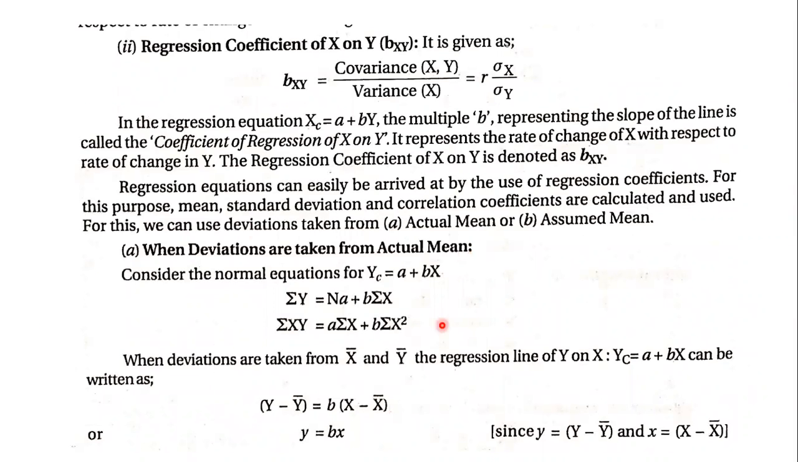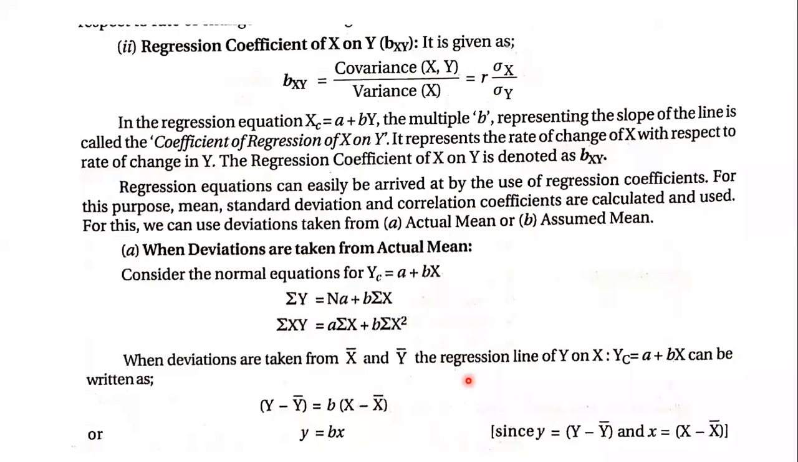Fine. So here, if you see the derivation of the formula, firstly, you know what this is? This is the regression equation of y on x. So yc is equal to a plus bx and the simultaneous equations. Now, when deviations are taken from the actual mean, that means x bar and y bar, in such a case what will be the regression equations or regression line? That is what they are trying to derive.